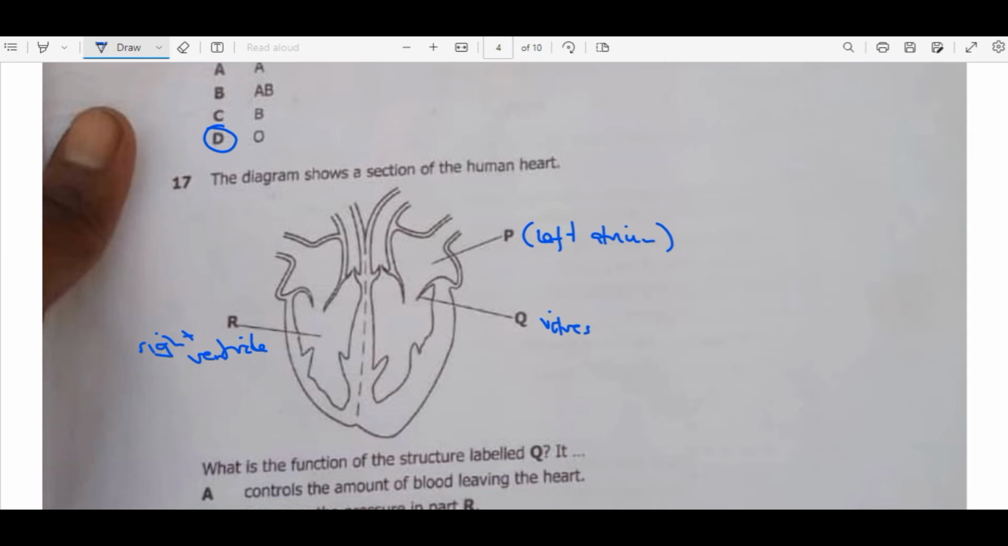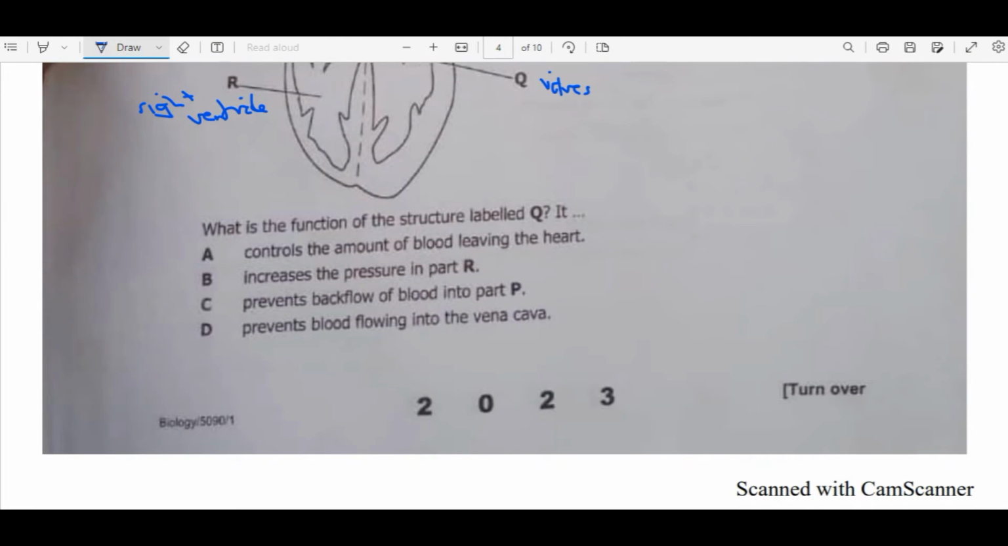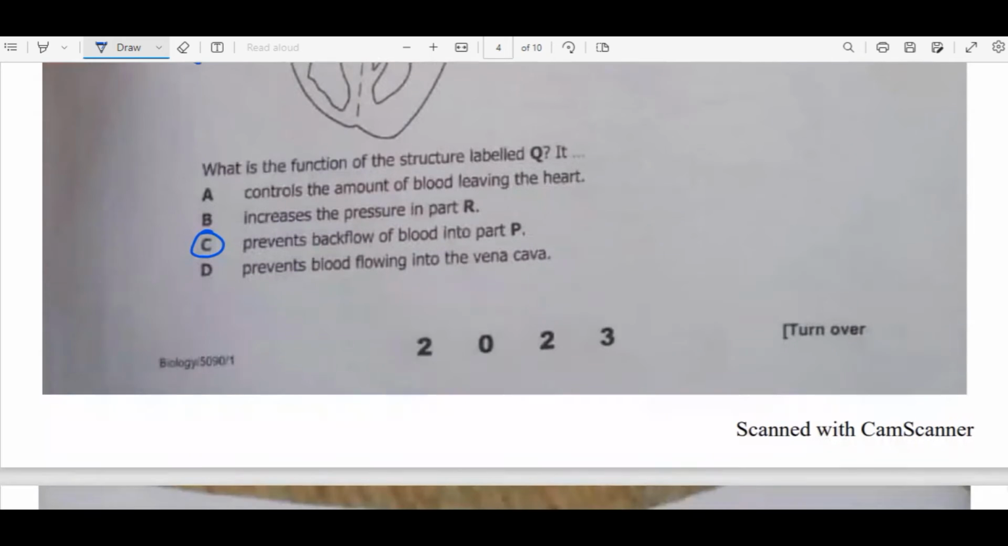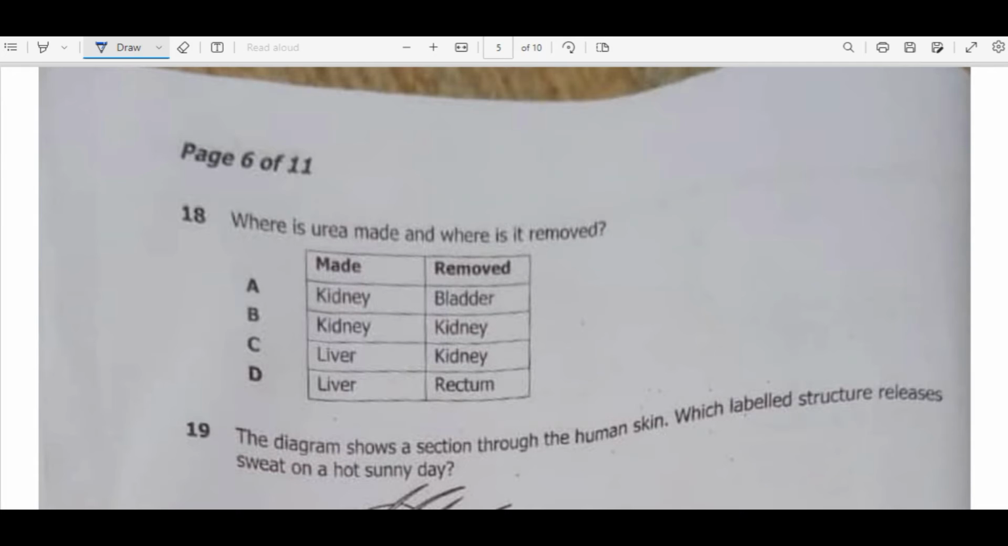So now when you look at the structure, what is the function of the structure labeled Q? So the function of valves. So the function of valves is to prevent the backflow of what? Blood. So the answer there is C. So prevent backflow of blood into part P, which is to prevent the backflow of blood to the left atrium. So let us move to question 18.